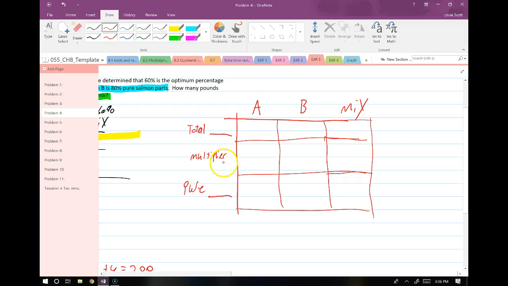Remember, multipliers are decimal forms of percentages. If you're mixing coffee that's worth $6.99 a pound, that would be your multiplier. The totals are X and Y. Yeah, the totals would be your usual X and Y. Whatever you want to name the totals, the weight of puppy chow or the number of liters of hydrochloric acid mix or something like that.